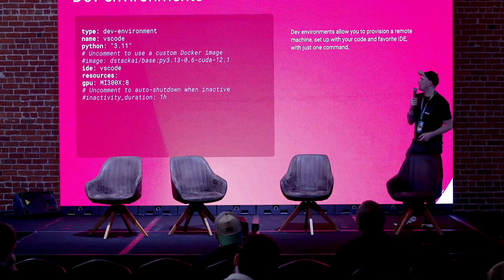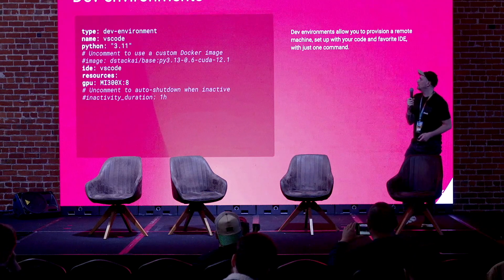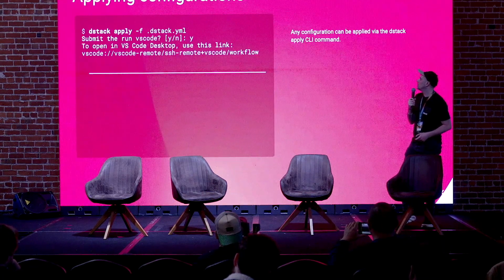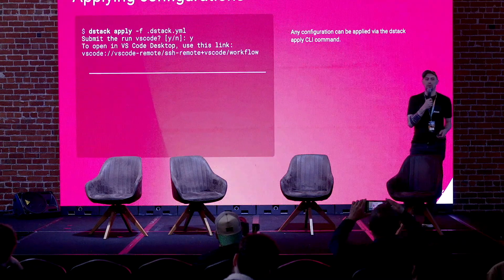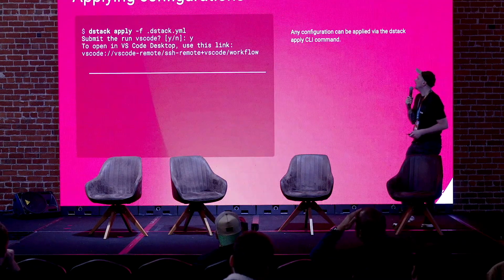You can basically specify your Docker image or version of Python. You specify what resources you need, and then you do dstack apply. Dstack would automatically provision the compute, so whether it's going to be cloud or any on-prem cluster, and you would basically access this using your desktop IDE. But this is just a simple example.